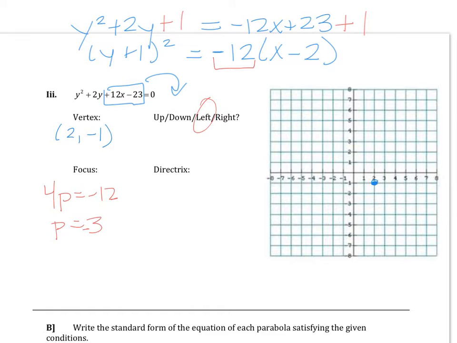So this is telling us that our focus is negative 3 units from our vertex. So if I move 3 units in the negative direction, I'm here at negative 1, negative 1. And my directrix is 3 units in the opposite direction. Right, and 3 units in the opposite direction from the vertex is the line x equals 5.